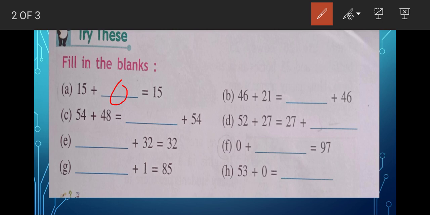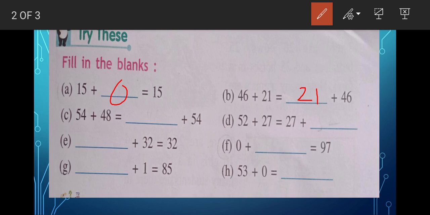In the same way here also, 46 plus 21 is equal to 21 plus 46. This sum is according to which property? The sum of numbers remains the same even if the order is changed. Order is changed but the sum is the same.